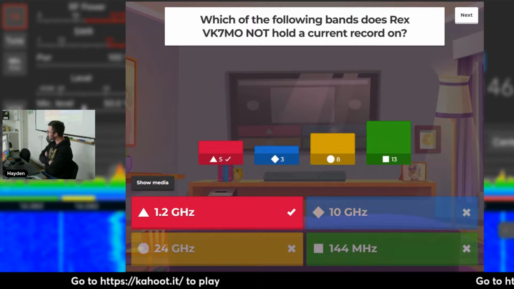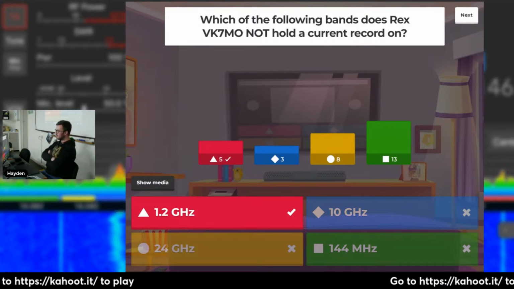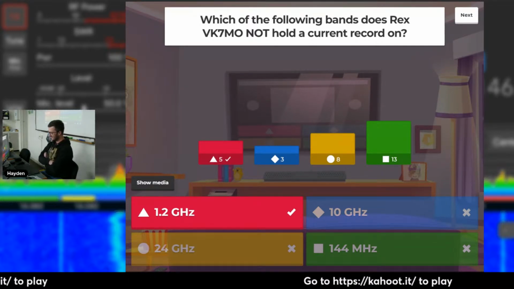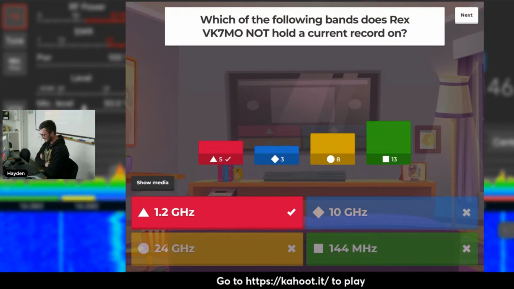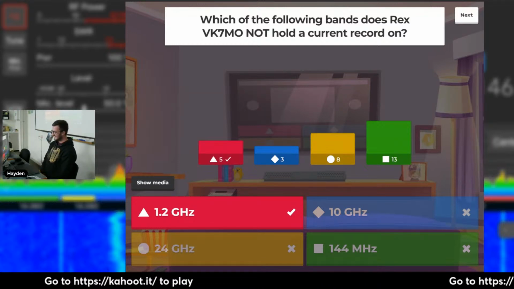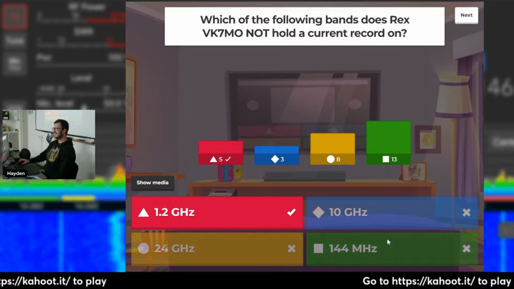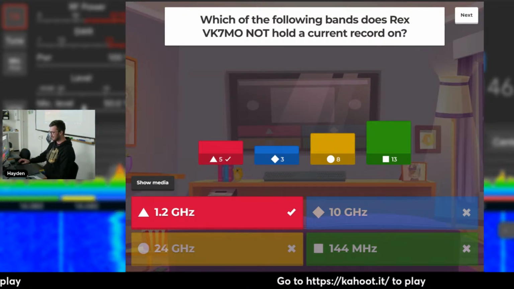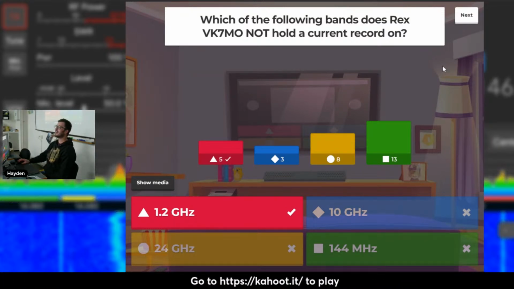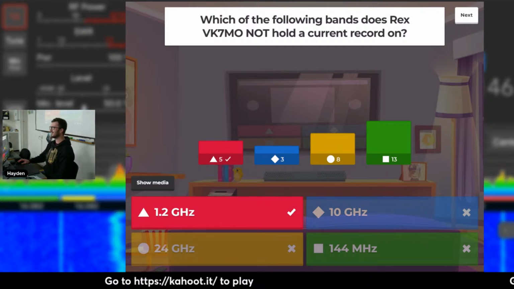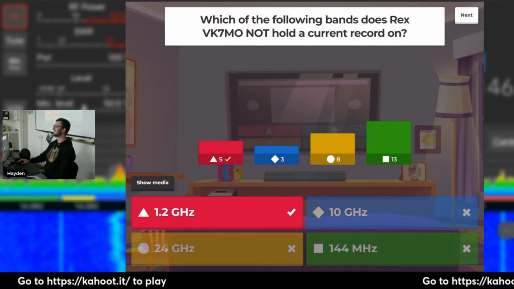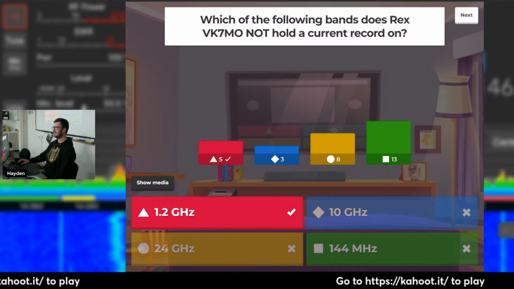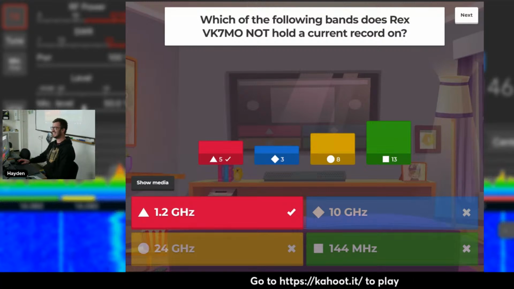He holds quite a few records. It's 1.2 gigs. I went with the non-microwave. So, yes. So everyone, 13 answered 144 megs, probably for that reason. Who does hold the 23 centimeter record, Tricky? You should know. Yes. It's you and me.